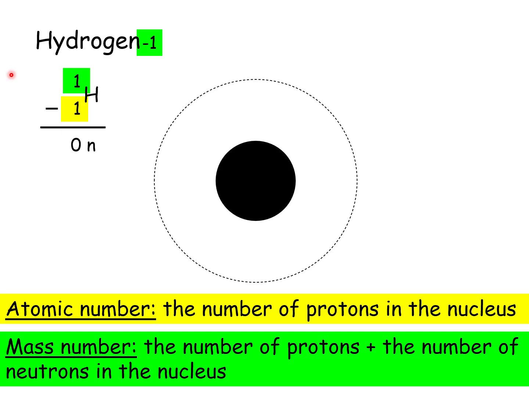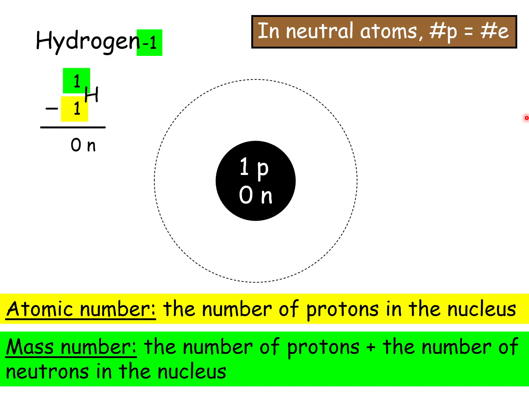So hydrogen 1, notice we put the mass number after the name. By saying the name, you're saying you have 1 proton. The number that comes after it is the mass number. It is not the atomic number. So we're going to write the number of protons and neutrons in the nucleus. We have a neutral atom, which means that the number of protons and electrons are equal. So we're going to put 1 electron on there.